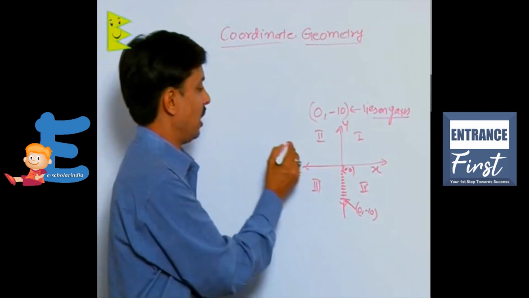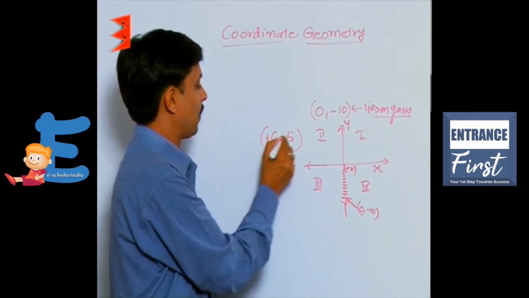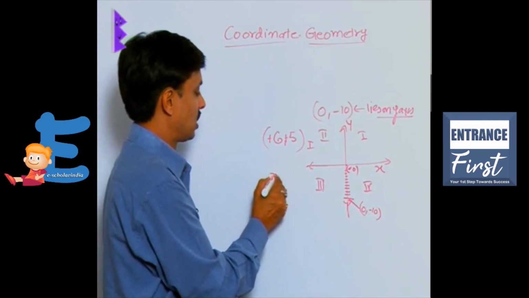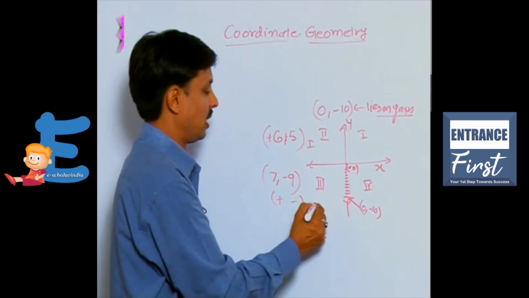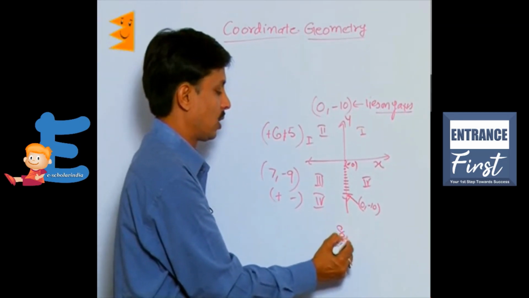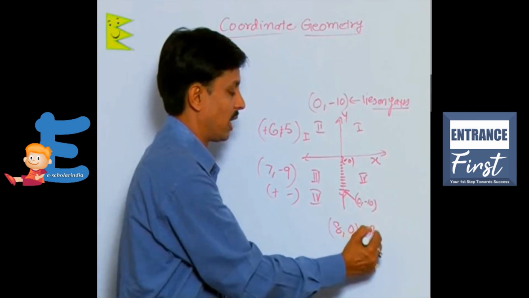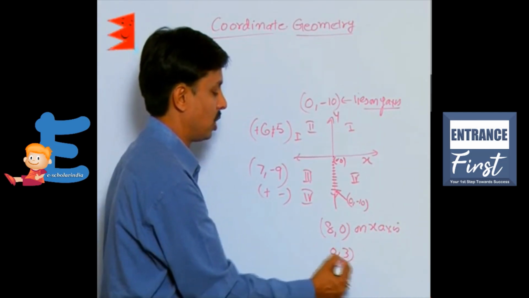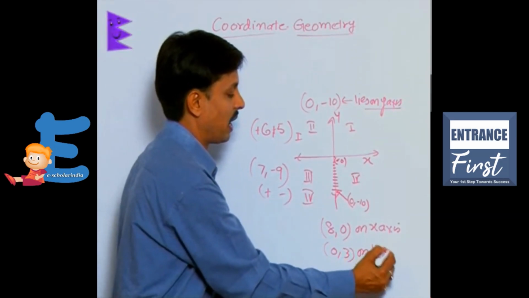Suppose I say (6, 5). Both are positive, so it lies in the first quadrant. If I say (7, -9), positive and negative, it lies in the fourth quadrant. If I say (8, 0), here what is 0? Y is 0, so it lies on the x-axis. If I say (0, 3), here x is 0, so this lies on the y-axis.